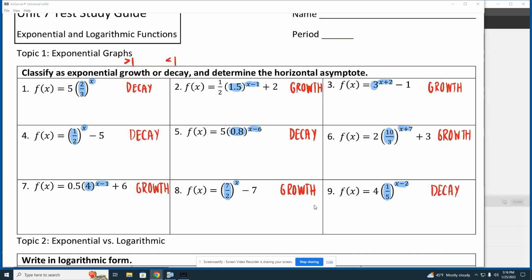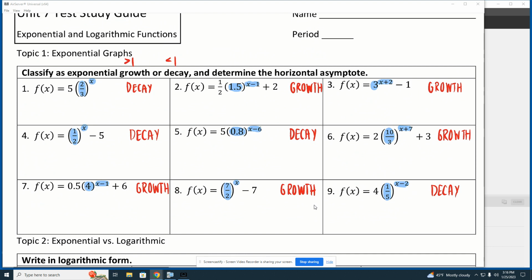All right, so we got all those knocked out. Really simple concept. And again, there's 9 examples because you're going to have different ways that these exponential equations are going to look. So here's kind of a good grouping of the different ways you might see them. Now, the next thing is the horizontal asymptote.